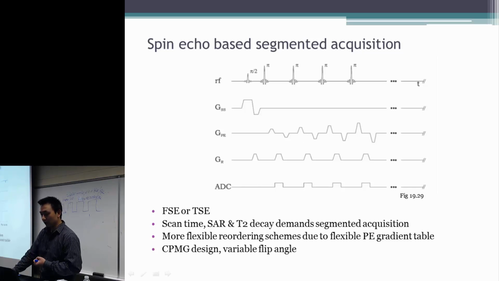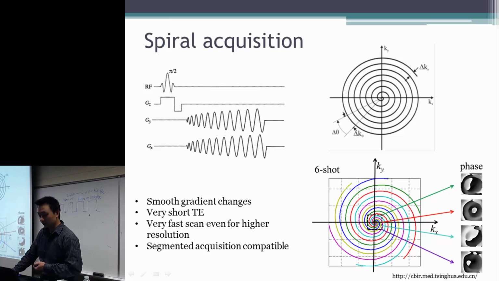But of course, when we are talking about the turbo spin echo, we need to use the so-called CPMG design or the variable flip angle. But this is, if you are interested, you should take a look into these topics. Okay, so finally, let's briefly mention the spiral acquisition for the EPI.